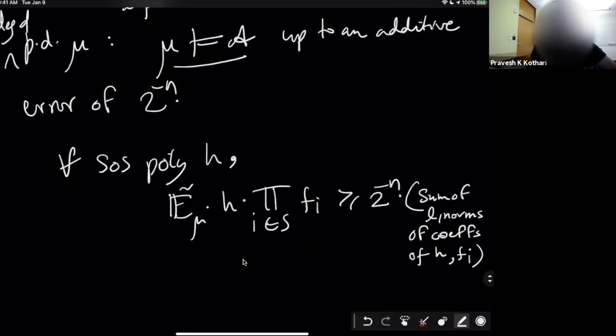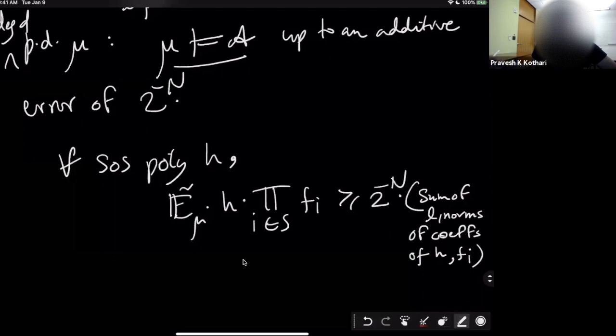Again, I can afford to be loose about it because this 2 to the minus n, in general, is designed to. So actually, I want to make this 2 to the minus capital N. And then I'm okay being cavalier about the sum of L1 norms, etc., because they're all going to be polynomial in N. So, in general, I'm going to be happy. But the important point is that I can't quite get these inequalities to be satisfied exactly.